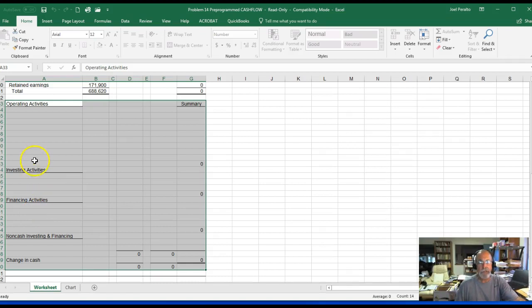And so that means our operating activities would come from transactions that involve our other accounts, which are our current assets and current liabilities, and also our income and expense accounts.